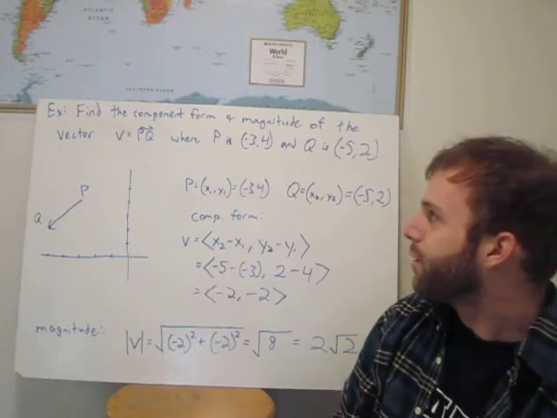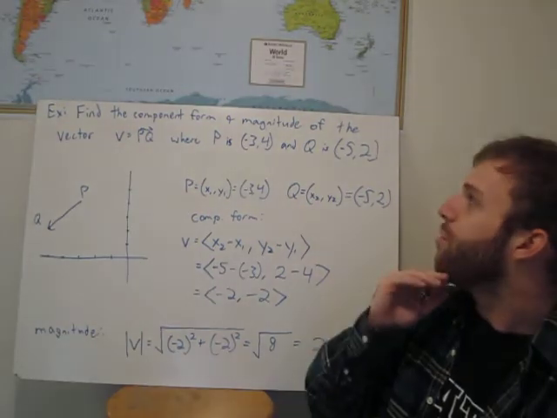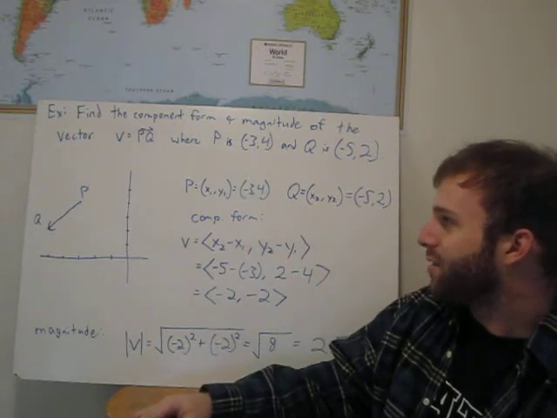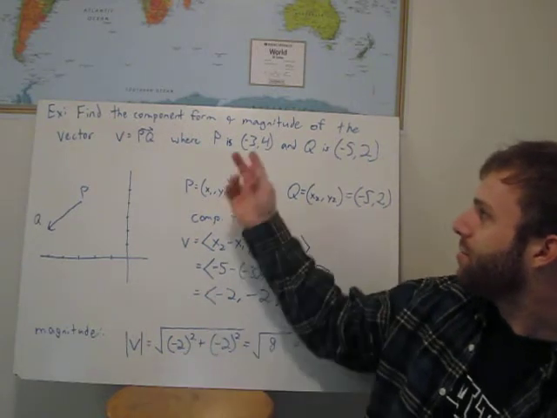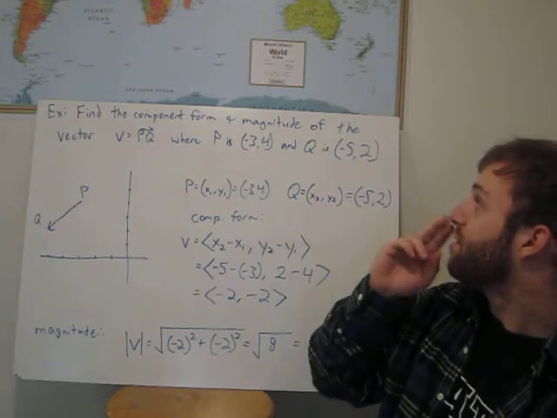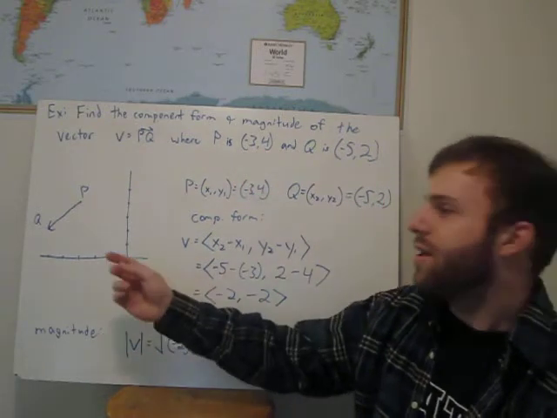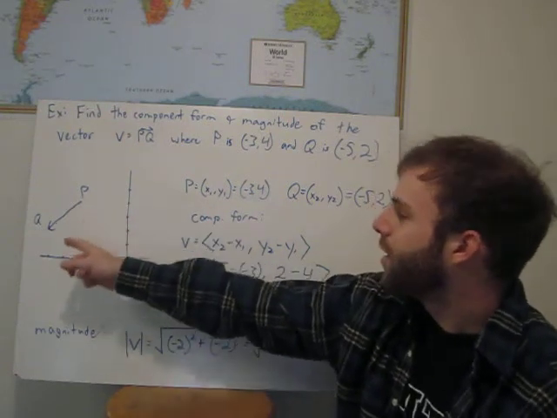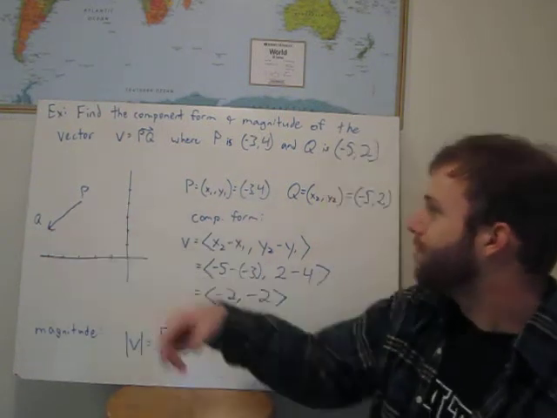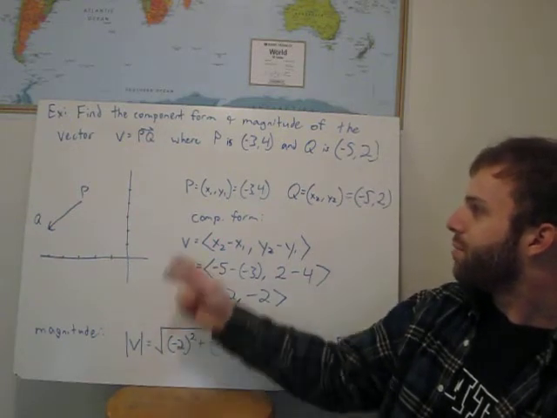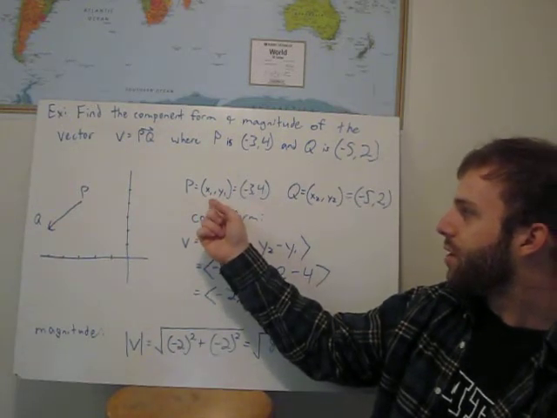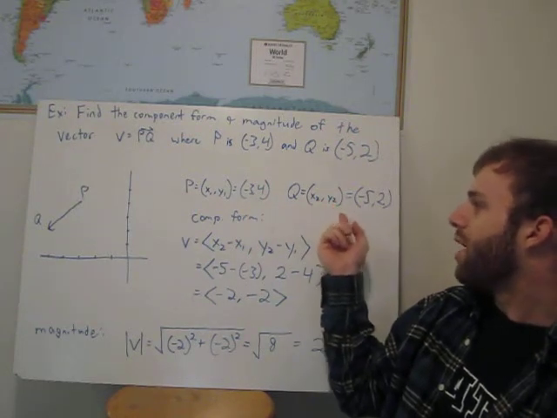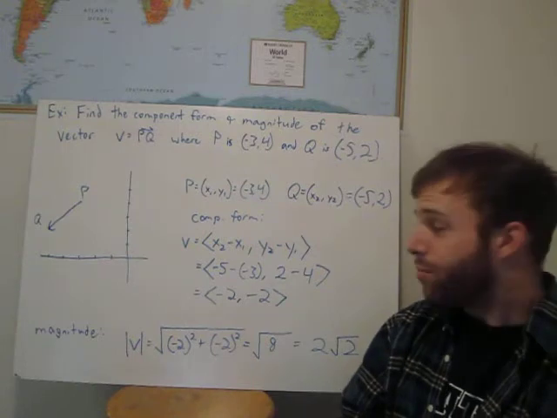Alright, here's a real quick example. It says find the component form and magnitude of the vector PQ, where p is -3, 4, and q is -5, 2. We've got it on our graph over here, with p at -3, 4 and q at -5, 2. For p we're going to give the coordinates x1 and y1, and for q we're going to give the coordinates x2 and y2.